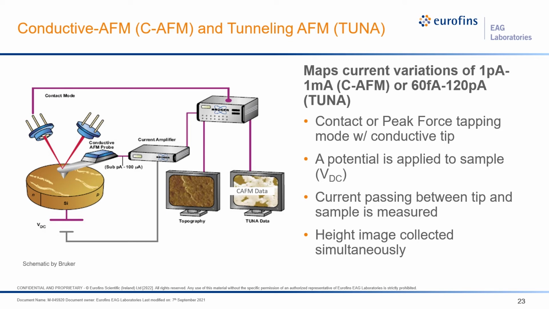At any rate, for both modes, a metal probe is used in either contact mode or peak force tapping mode. A bias is applied to the sample, and the current passing between the tip and sample is detected with a current amplifier. And of course, height data is also collected during this process.